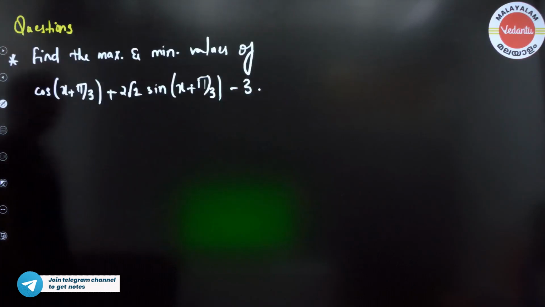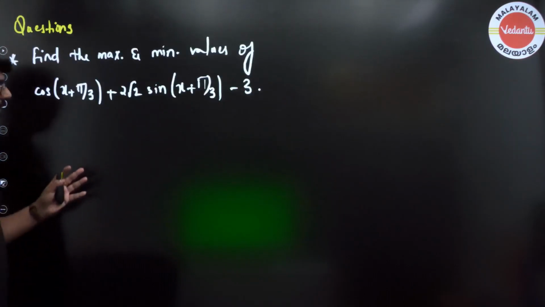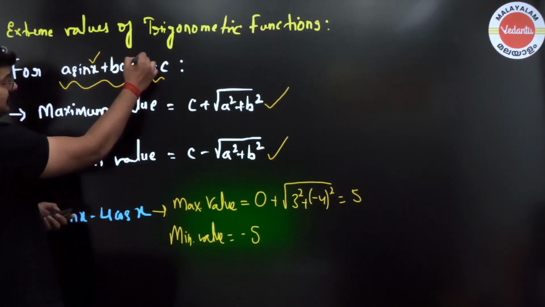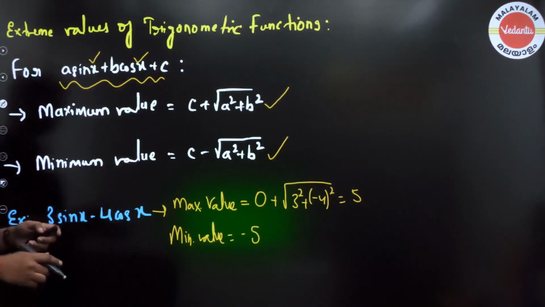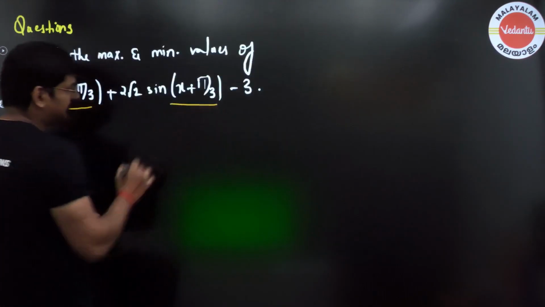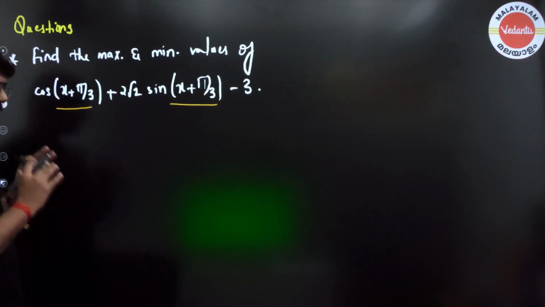Okay. Similarly, you have another question. Now here also you can apply the same logic. Always, the angle need not be x, guys. But remember, sine and cos should have the same type of angle. You can see x plus pi by 3, x plus pi by 3 is there. So here also you can apply the same logic.